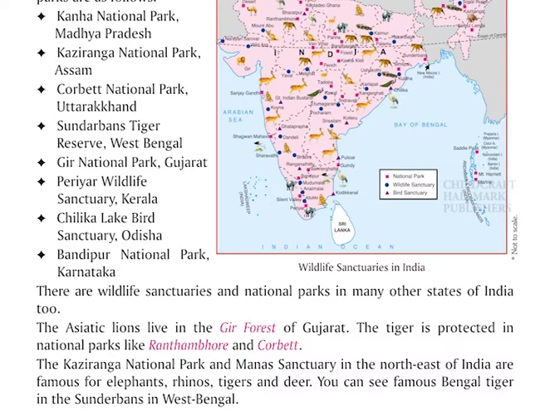There are wildlife sanctuaries and national parks in many other states of India too. The Asiatic lions live in the Gir forest of Gujarat. The tiger is protected in national parks like Ranthambore and Corbett. The Kaziranga National Park and Manas Sanctuary in the northeast of India are famous for elephants, rhinos, tigers and deer. You can see the famous Bengal tiger in the Sundarbans in West Bengal.